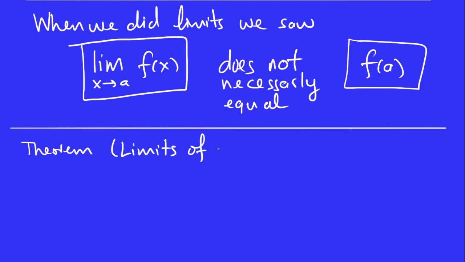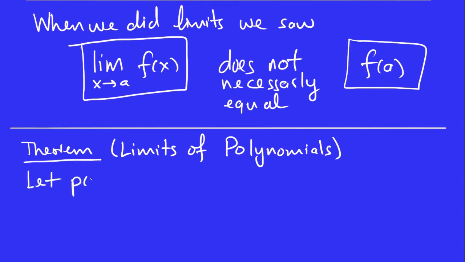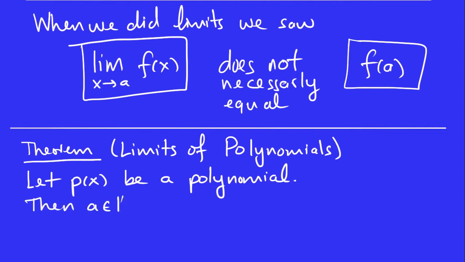Limits of polynomials. Remember we saw that. How do we do the limit of a polynomial? Well, why don't we take p of x to be a polynomial? Then for any real number a, because remember the domain of a polynomial is all real numbers, we know that the limit as x goes to a of p of x.